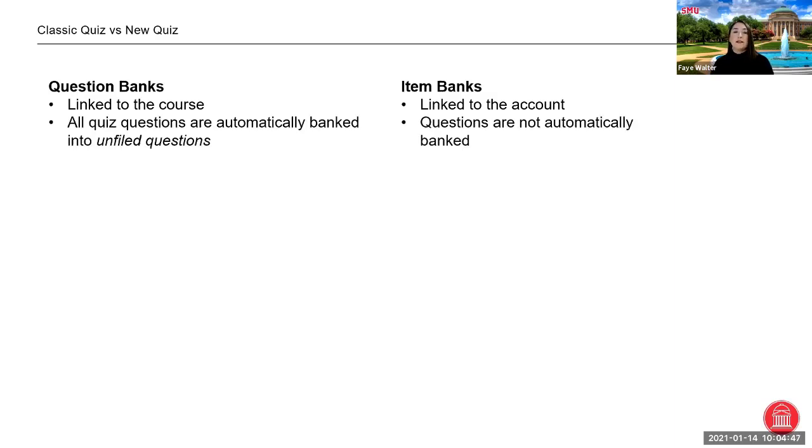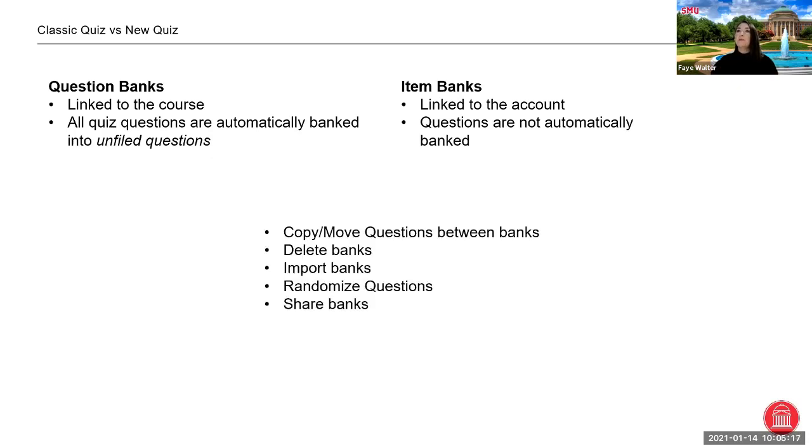For question banks, anytime you create a quiz and add a question to it, it is automatically banked into a question bank called Unfiled Questions. So you can go back and find that from a bank or use that bank to move questions around. With new quiz item banks, questions are not automatically banked. You can bank them one by one, or you can import material into an item bank all at once. We'll talk all about this in this session.